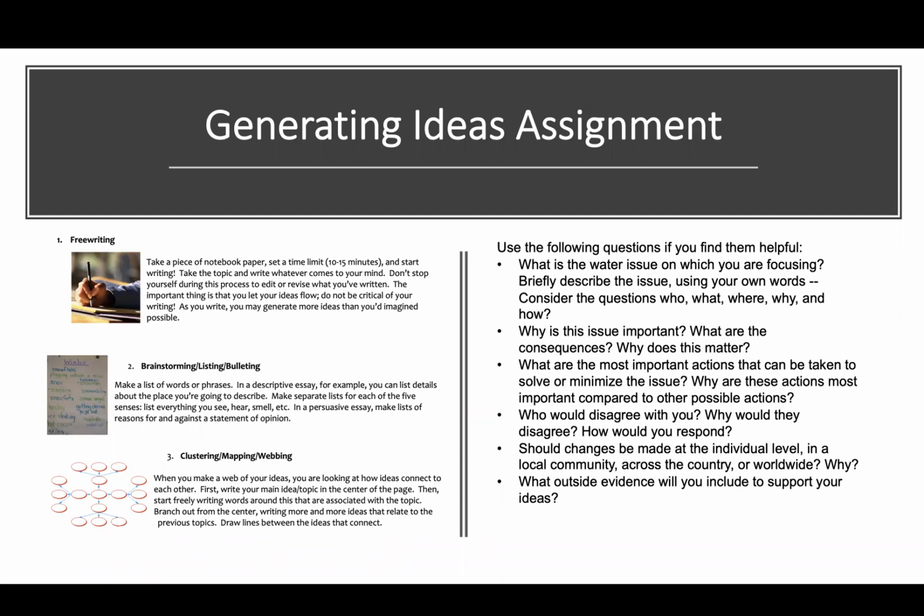There are some questions listed in the module, and you can use these questions if you find them helpful. They help you think about the water issue that you've selected and kind of who, what, when, where, why, how, questions to help you flesh out your understanding of this issue. And then they help you consider some of the actions or solutions that you would recommend to address the issue.